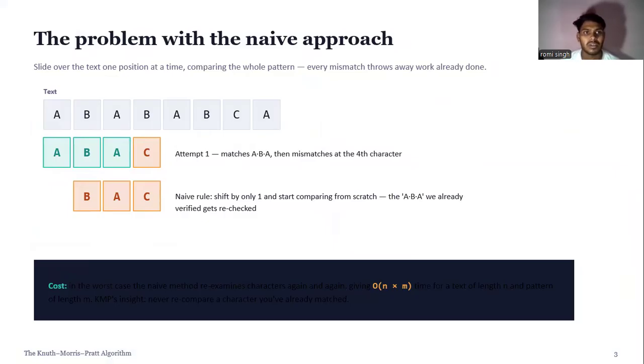Slide over the text one position at a time, comparing the whole pattern. Every mismatch throws away work already done. Like there is a text A, B, A, B, A, B, C, A, and we want to match A, B, A, C. But we have AB and AB at the first attempt, and the attempt will be lost. Then we move to the next position, and we don't need a backtracking method; we keep moving forward and matching the strings one by one.